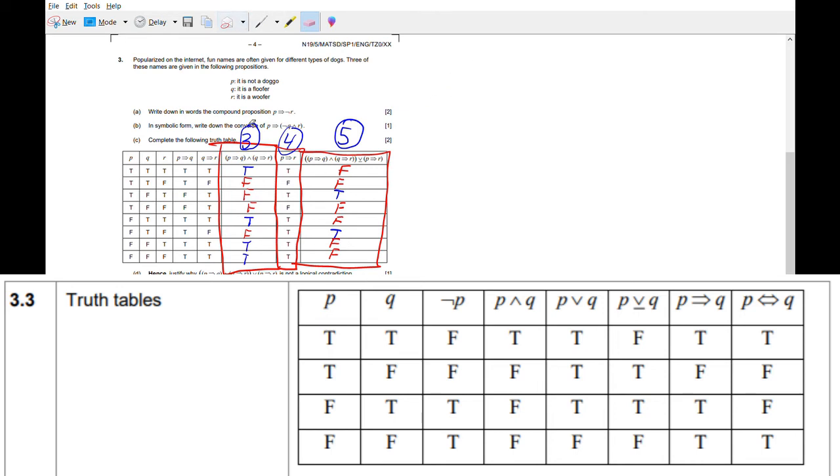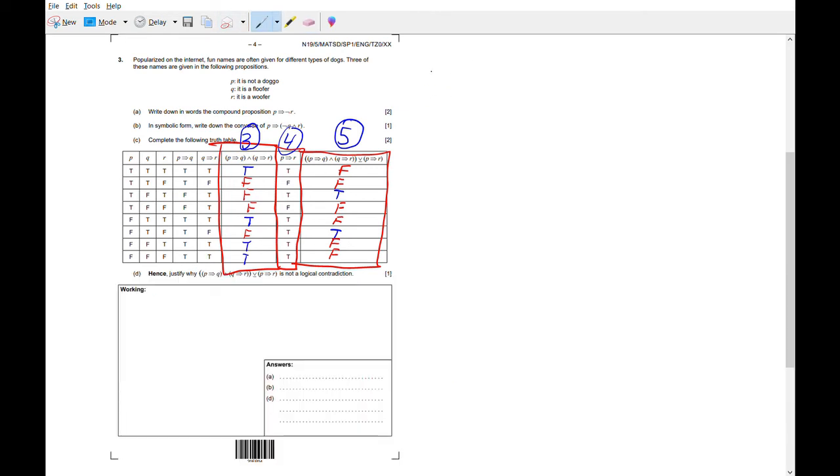Finally, for part D, we need to justify why this whole chunk is not a logical contradiction. Okay? And this whole chunk right here is really number 5. So why is it not a logical contradiction? Well, because there are some true values, okay? It is true that there are a lot of false values, but we have to look at the statement as a whole, right?